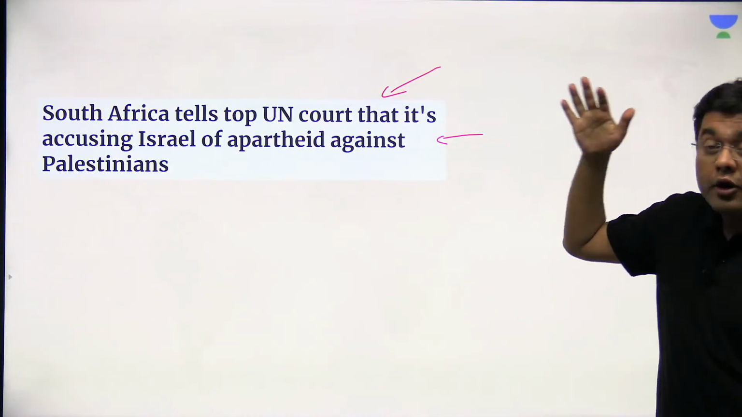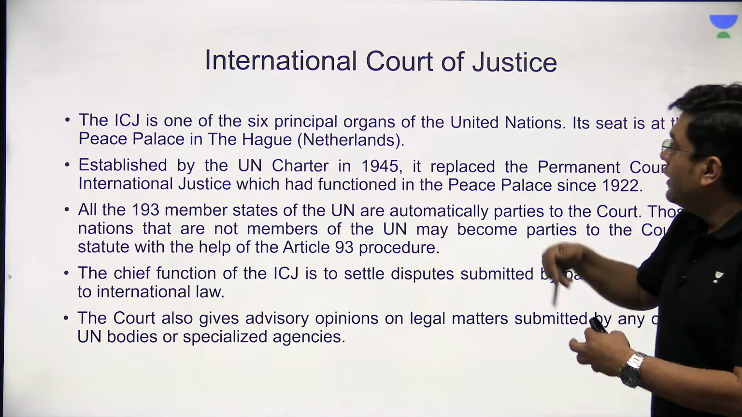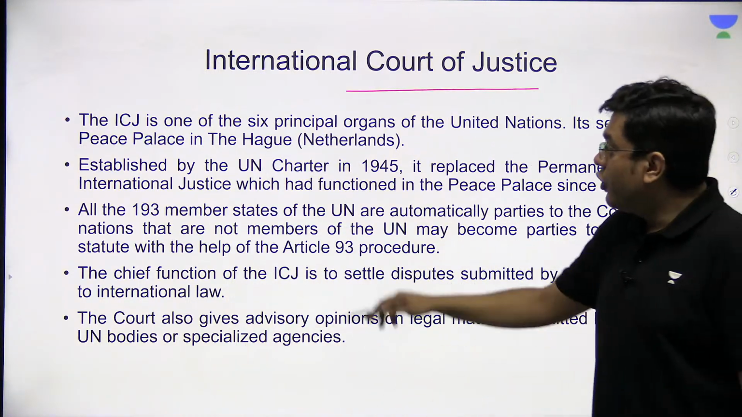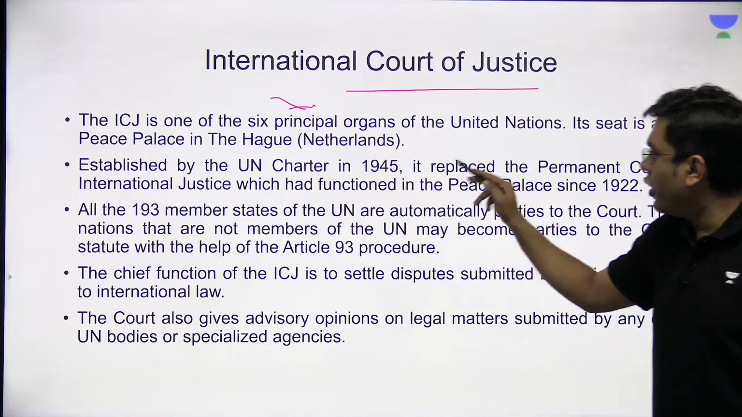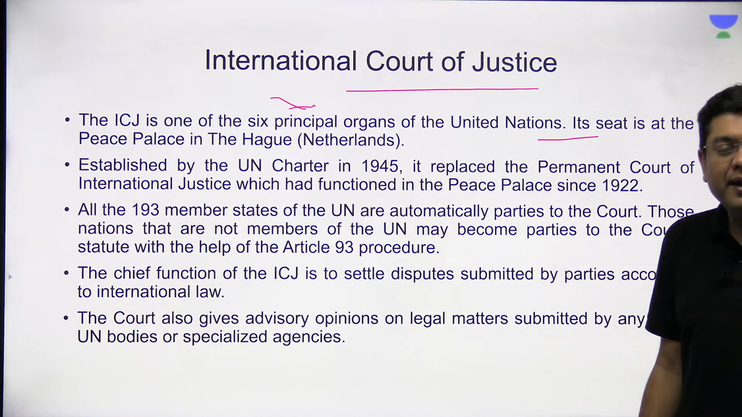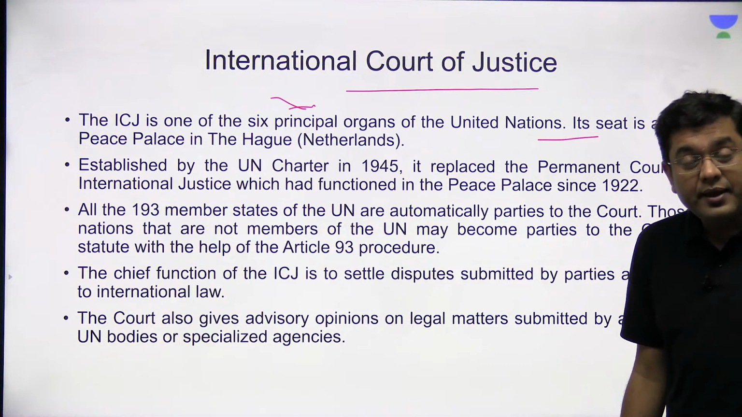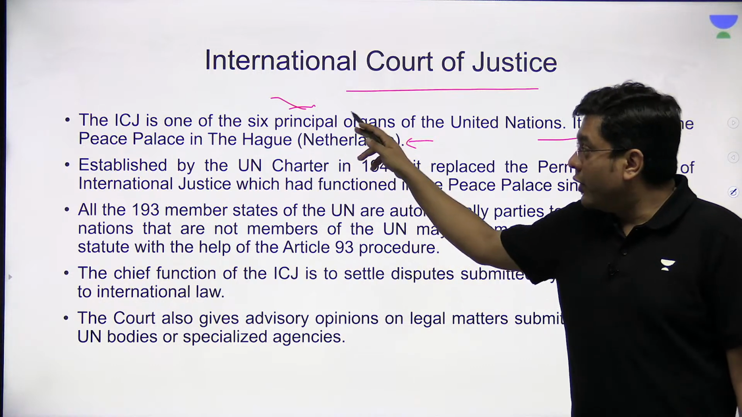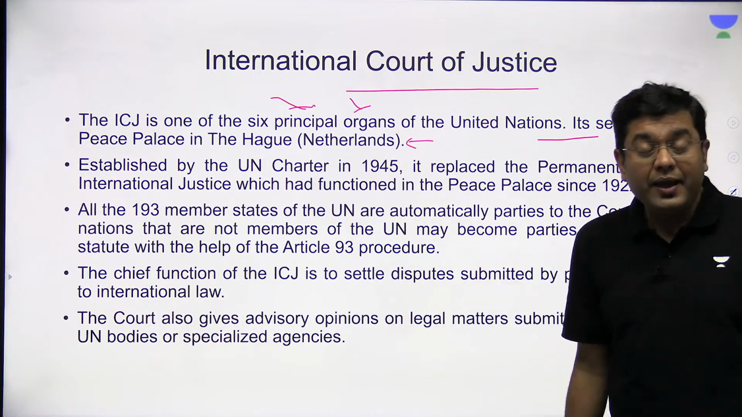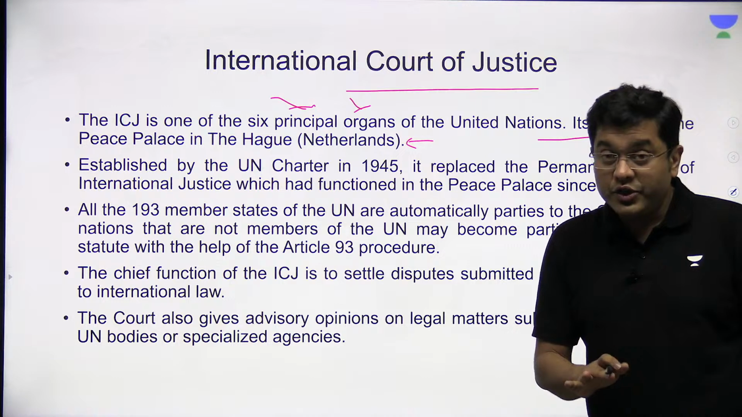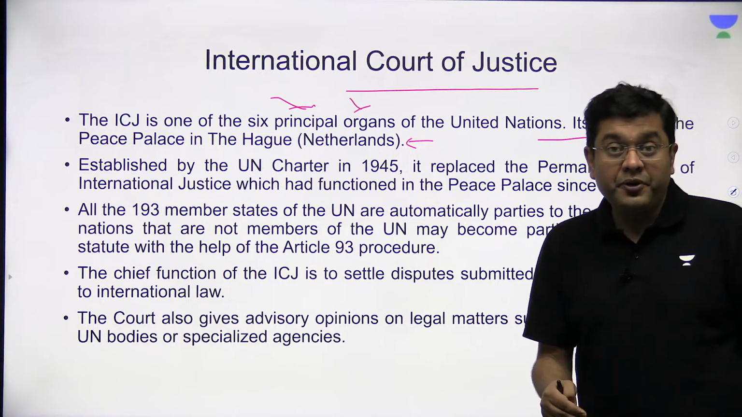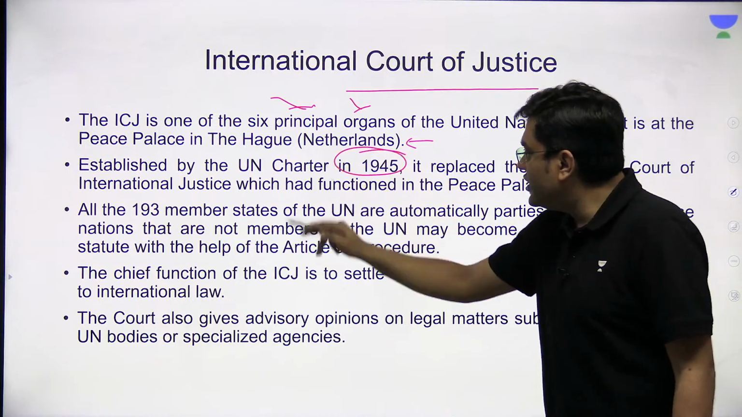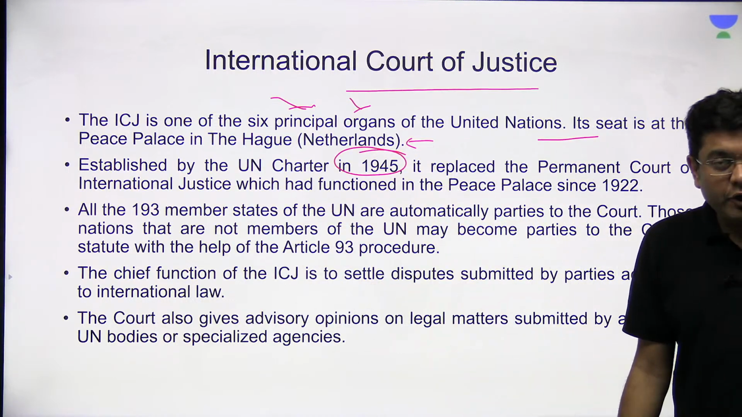Let's use it for the aspect of prelims also. So the International Court of Justice is always relevant for the prelims portion. It is one of the 6 principal organs of the UN. Its seat is at the Peace Palace in The Hague, the Netherlands. This is one of the few principal organs of the UN not stationed in New York. It has been established by the UN Charter of 1945.